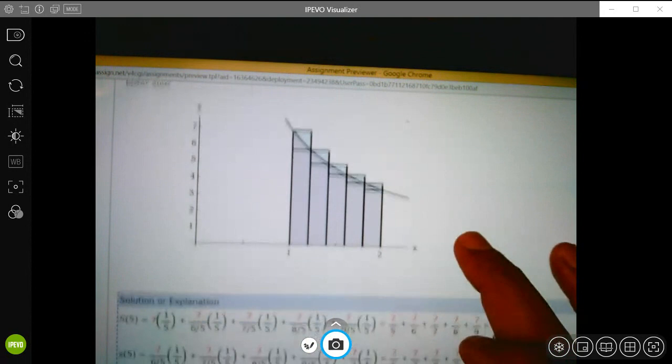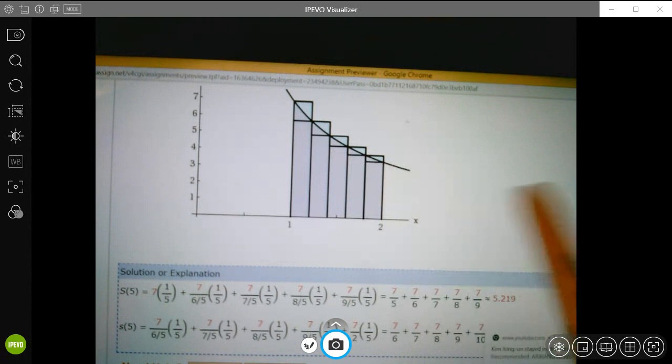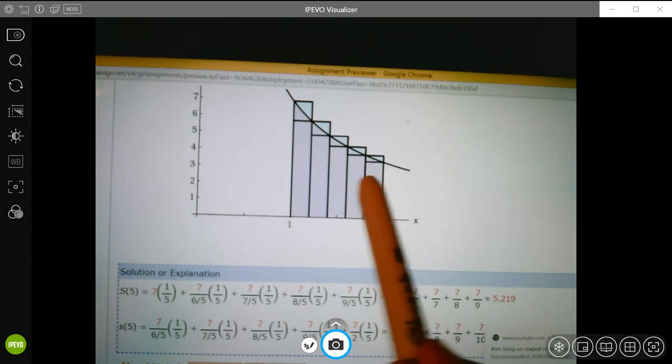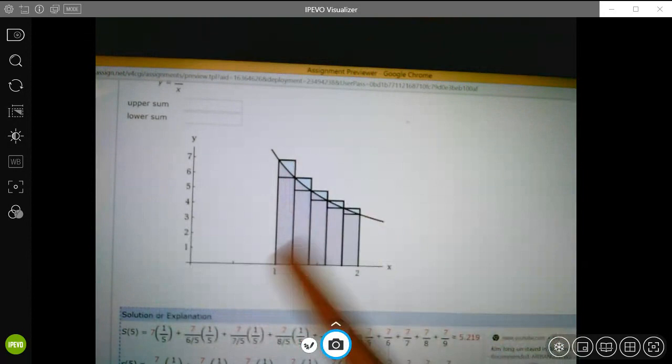Then you keep adding them up. You will go all the way to this one, all the way to 2, basically. 7 over 2 is the last one. Then you will get this one. The main idea here is you have to know how to plug the value into the function. Be very careful: the height is the function. Okay.